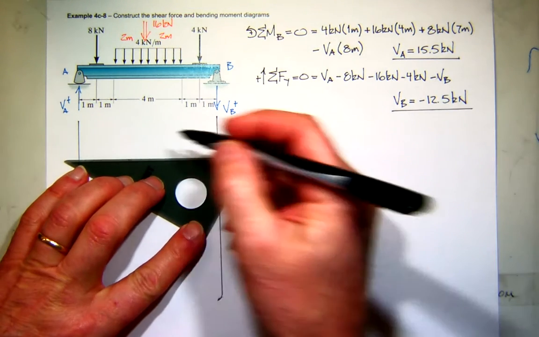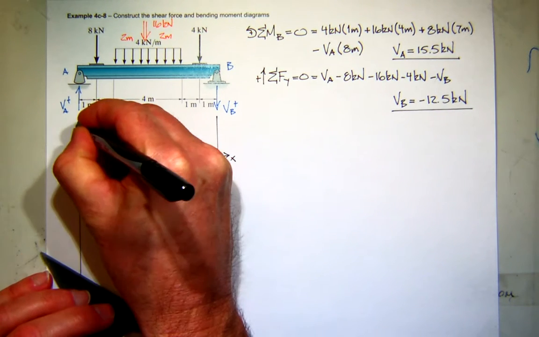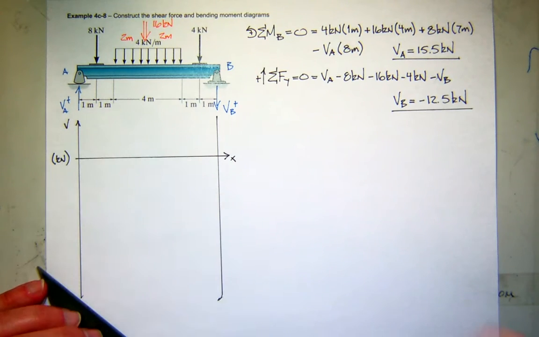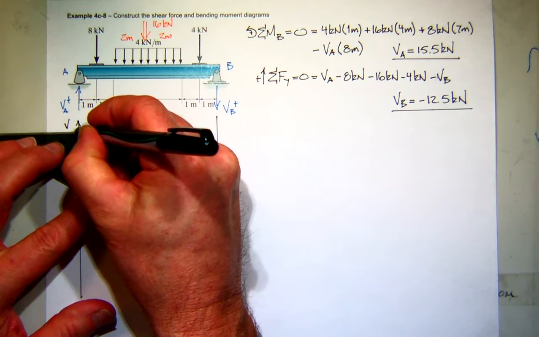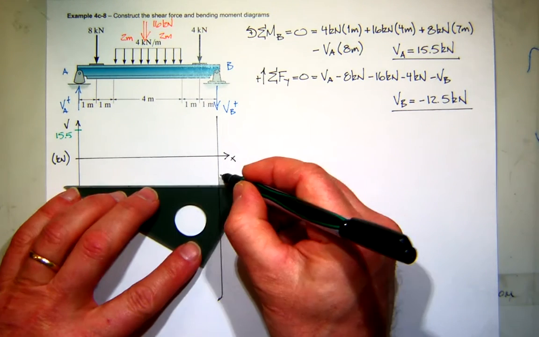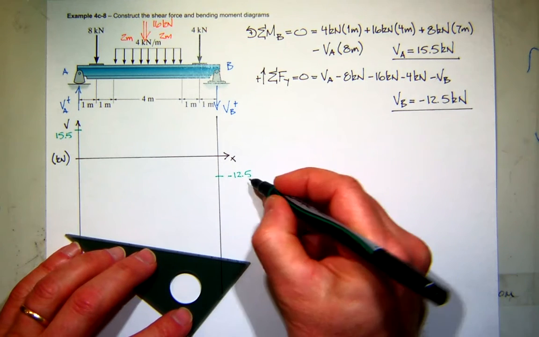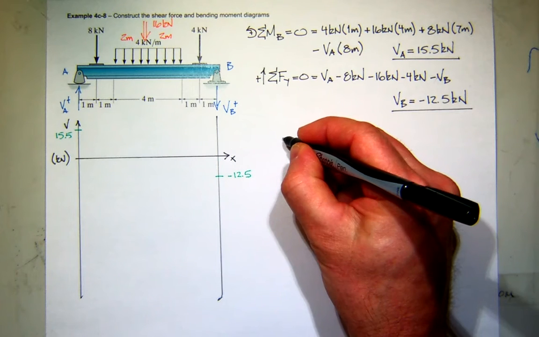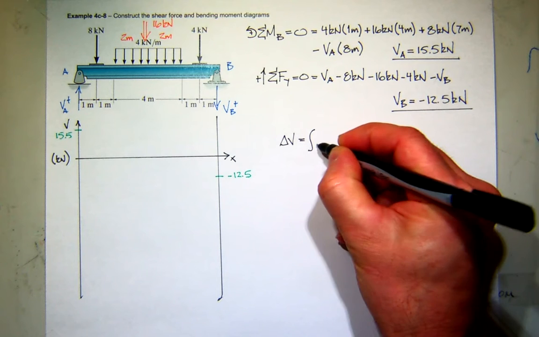Okay, so I'm going to draw my positive x-axis, positive shear, and all my units will be kilonewtons. And from our reaction information, we know that we're going to start at 15.5 and land at negative 12.5. So let's see if we can make those things connect. We know from our work before that the change in shear between any 2 points is the area under the load curve.